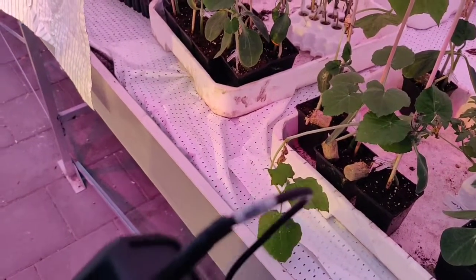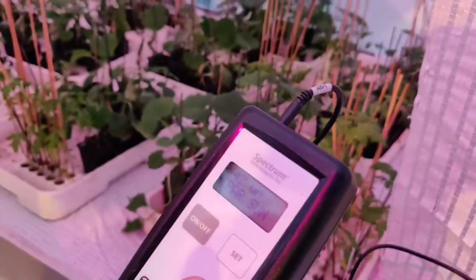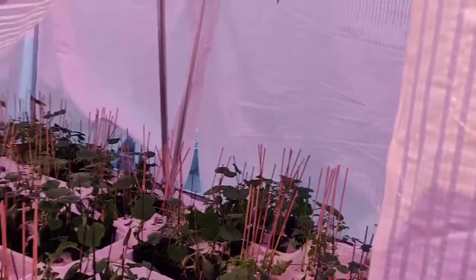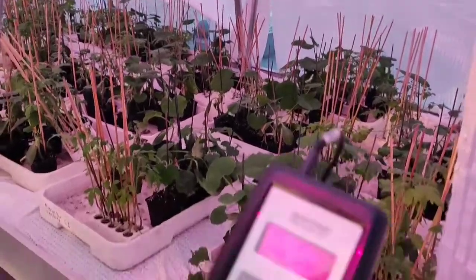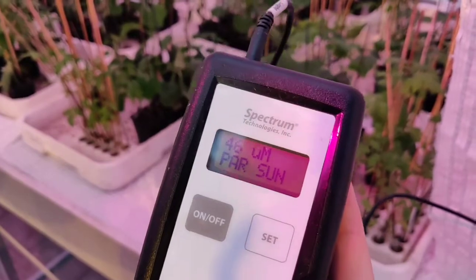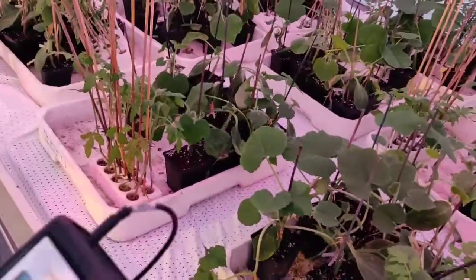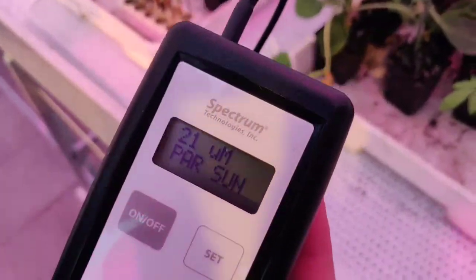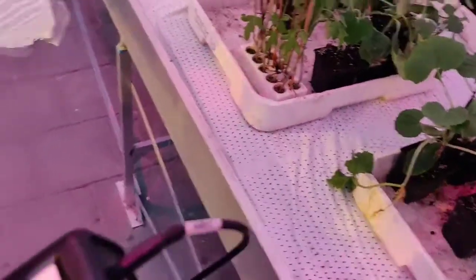I think that's all. So we are below the light. I think we will need a ladder to make more precise measurements, but for now we have 46 as a value. And we are going to look underneath. For example, it's 21. It's a bit higher than at the front.